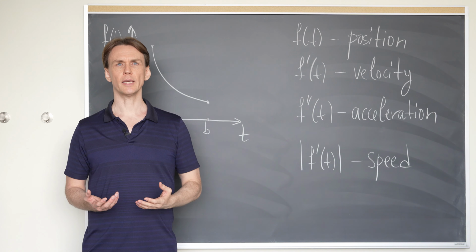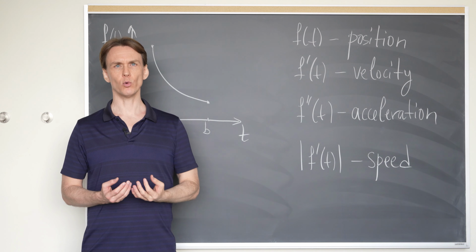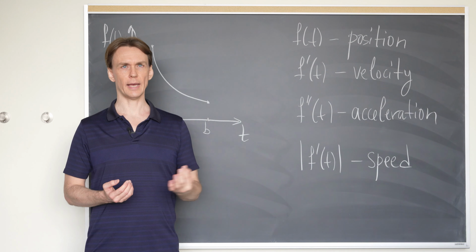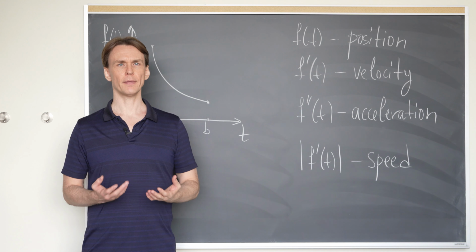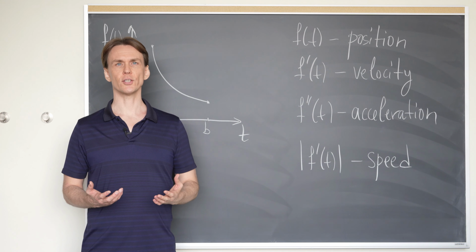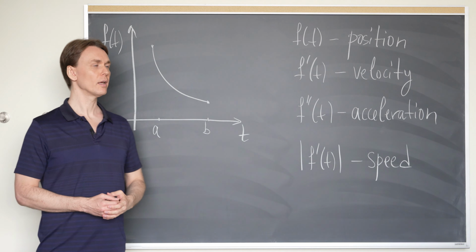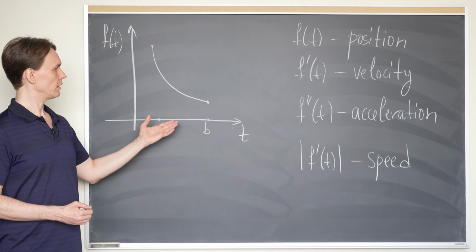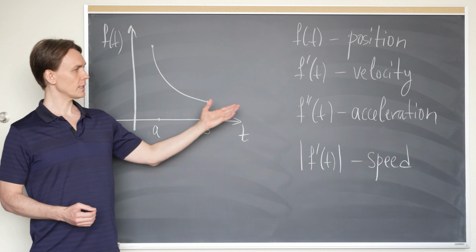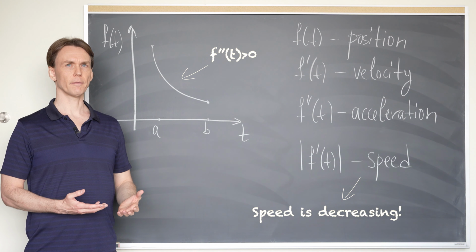So the velocity can be positive or negative, depending on whether the object is moving in the positive direction or in the negative direction. But the speed is always positive, so we just forget about the direction. And because of this, you can have a situation like the one depicted in the graph, where the acceleration is actually positive, but the speed is decreasing.